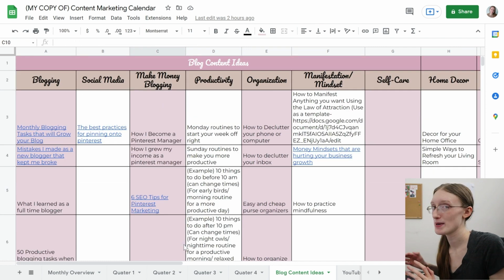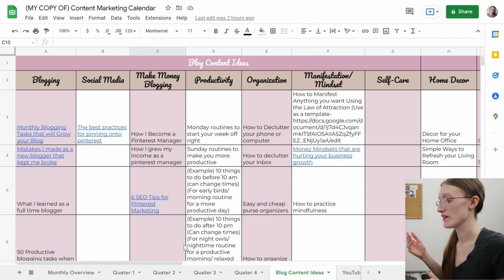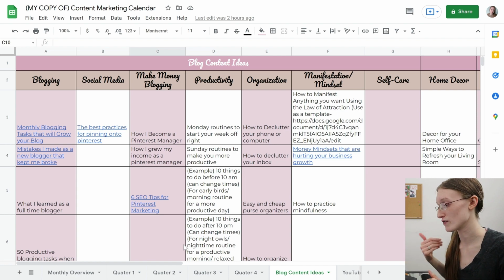So I have all my ideas here and they're organized by the categories that I have on my blog. This makes it really easy to sort through them because if I decide that I want to talk about blogging one day, I have all of my ideas in one column. If I decide I want to talk about organization, I have all of my ideas there.